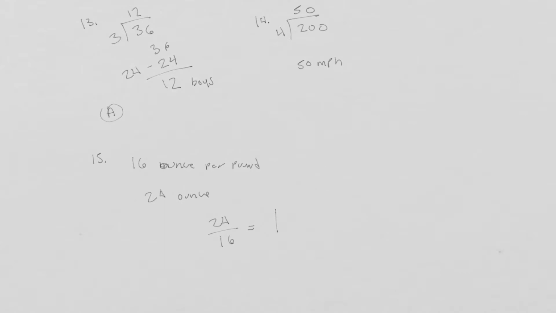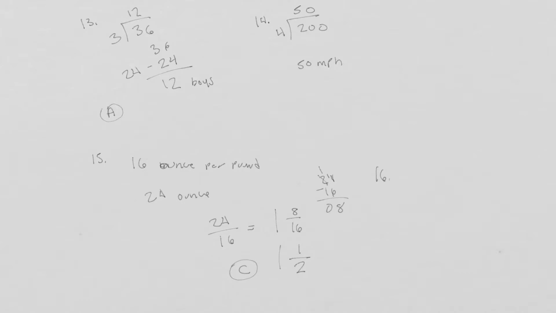Erase. 24 minus 16 equals 8, so 8 16ths, which is equal to... Reduce this. 8 goes into 16 how many times? Twice. So 8 goes into 8 one time. 8 goes into 16 two times. So this is 1 1/2 pounds.